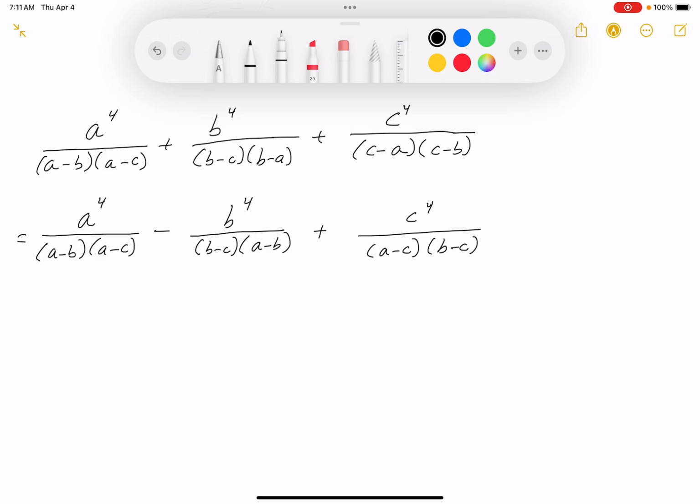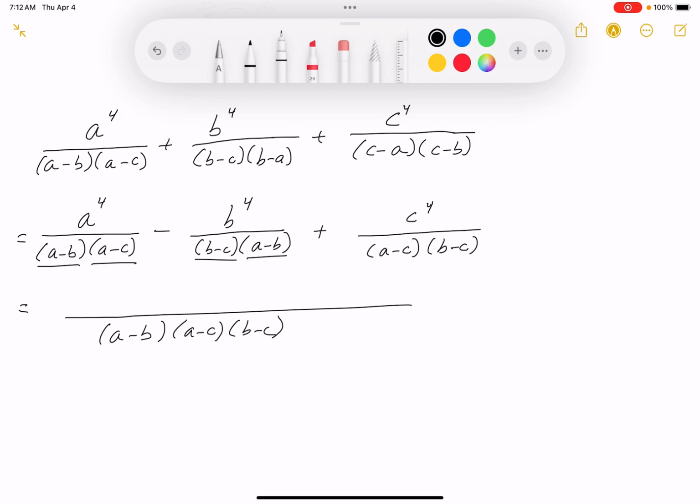The next thing I would do is common denominator. The common denominator is going to be A minus B, A minus C, and then B minus C. Do I see any of the factors? Let's take a look at that. I see the A minus B there, A minus C, B minus C. This is good. Now the question is, what's missing from the first term? If you look at A minus B, A minus C, B minus C is missing. I'll write that down now.